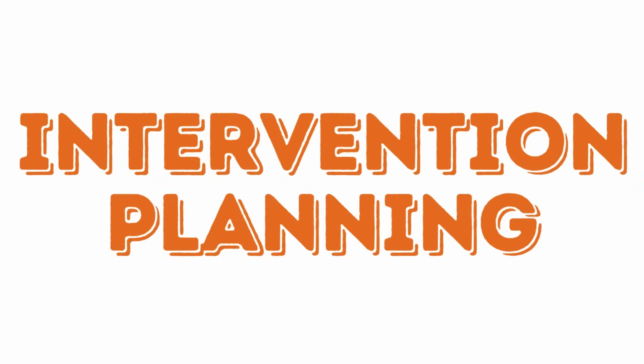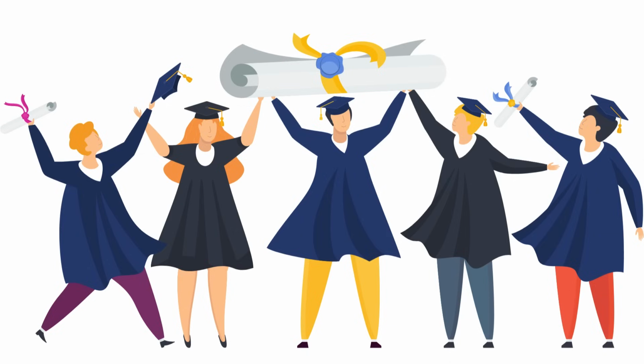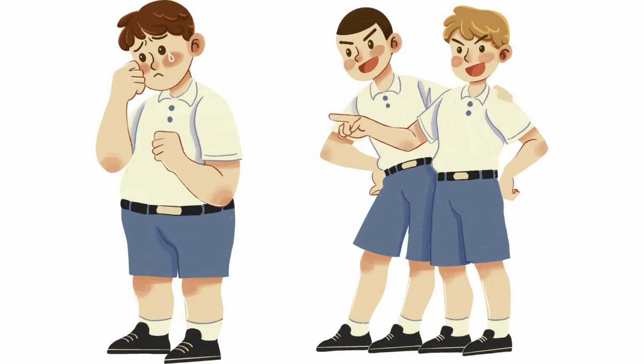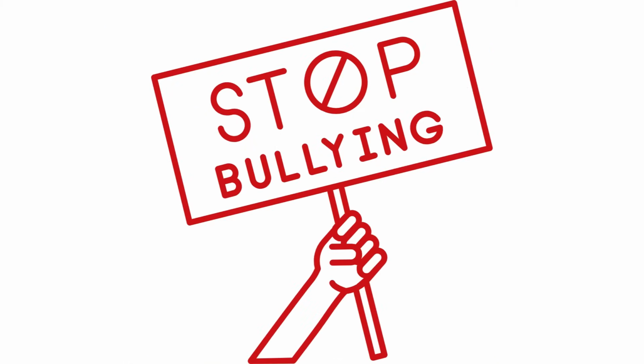3. Intervention planning. In this stage, the counselor develops a tailored intervention plan based on the student's unique needs and goals. This plan may include individual counseling sessions, group therapy, or referrals to external resources. Example: a student dealing with bullying might have a plan that includes weekly individual counseling sessions to build self-esteem, a peer support group, and collaboration with teachers to address the bullying behavior.